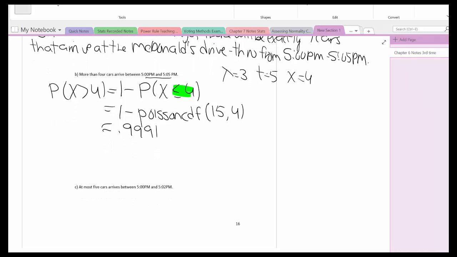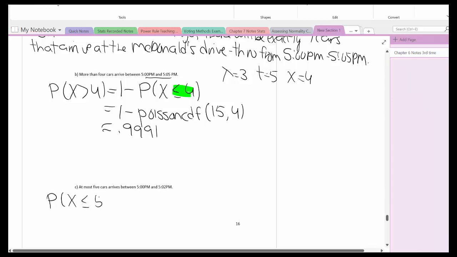Okay, let's take a look at the next example. So the probability that at most 5 cars arrive between 5 and 5:02 p.m. So that is the probability of x is less than or equal to 5, which is good news. We can put that in immediately. Lambda's 3. T in this case, that's 2. And x is going to be 5.